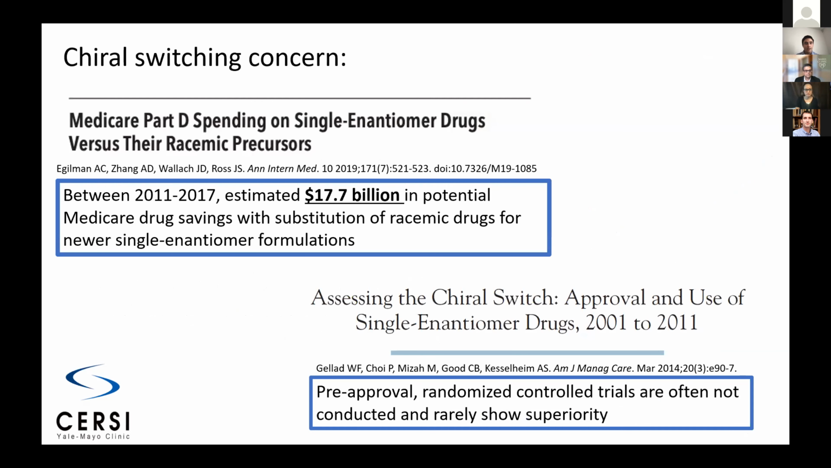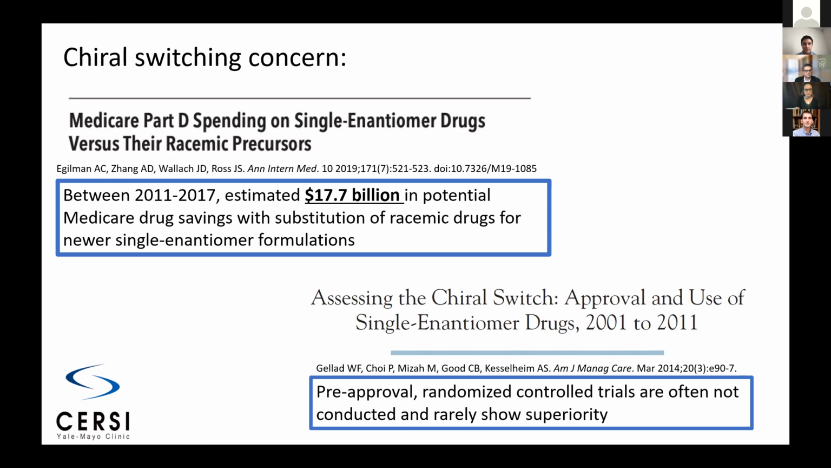So chiral switching imposes significant costs on the healthcare system. An estimated $17.7 billion could have been saved by Medicare from 2011 to 2017 if generic versions of racemic drugs were substituted for the newer single enantiomer versions. Furthermore, it's not clear if these newer, more expensive drugs offer superior efficacy or safety.